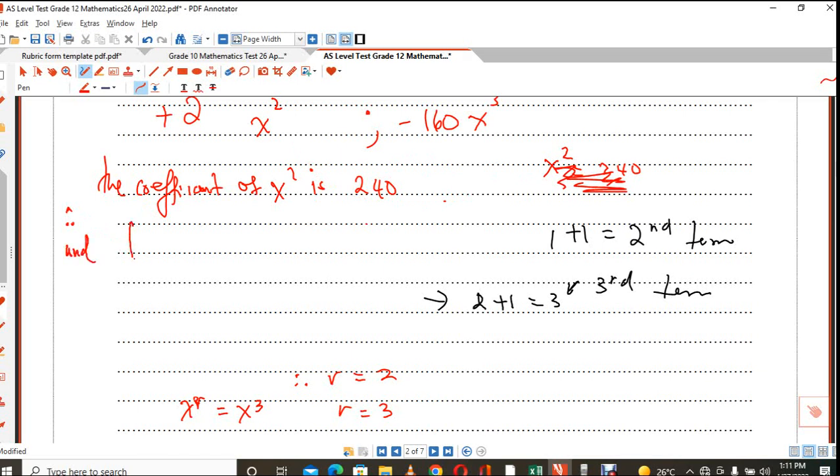You were supposed to say that the coefficient of x cubed is minus 160. Oh my goodness. That's all. 2 marks, this one, 1 mark though. The 2 marks was the 160 because there's quite more work, right? And the other one was 1 mark.